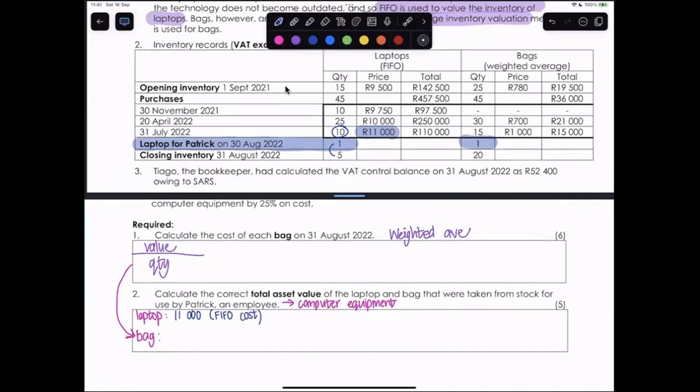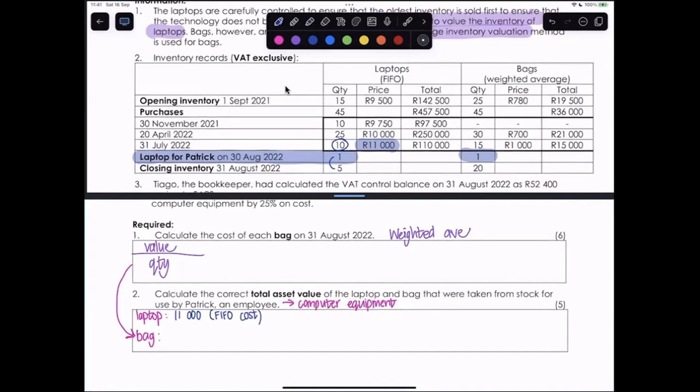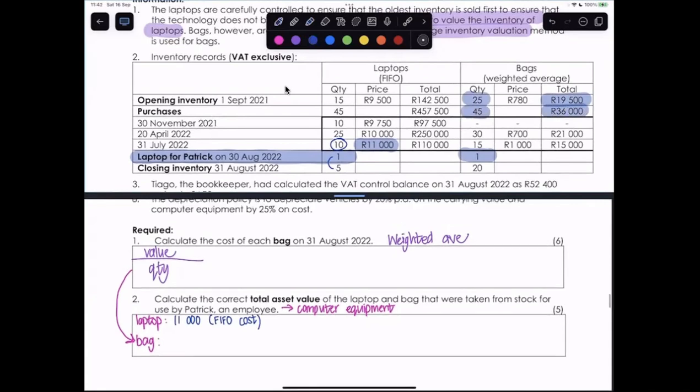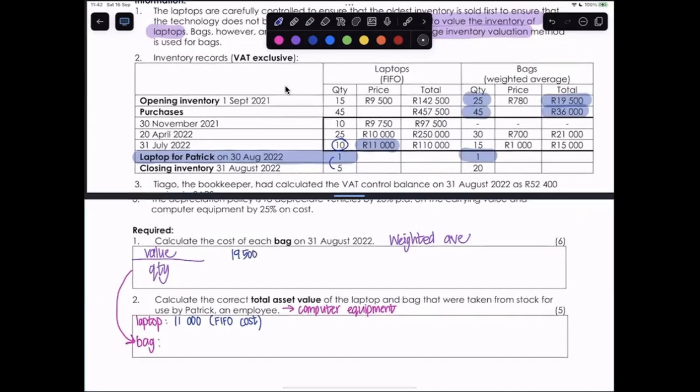For the bags, we can use the information that's over here to do weighted average calculations. Obviously, we would want to use the total value at the beginning and the total value of everything that was bought. And we'd want to use the quantity at the beginning and the quantity of everything that was bought. So we would say 19,500 plus 36,000 divided by 25 plus 45. I'm not going to calculate anything yet because there's still more information and we don't know what else needs to go in there.